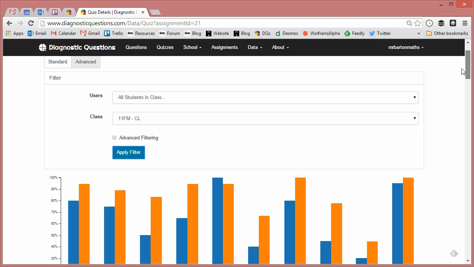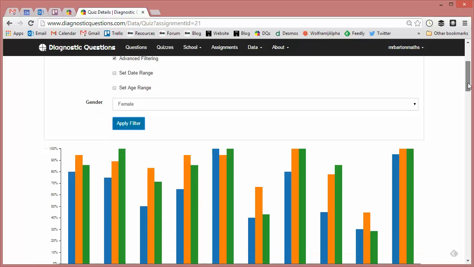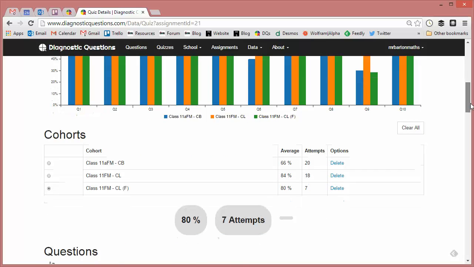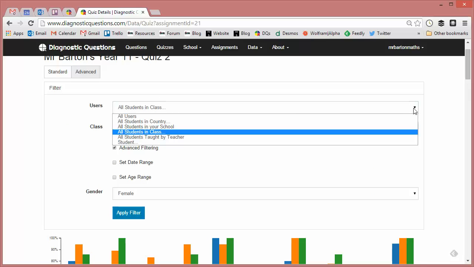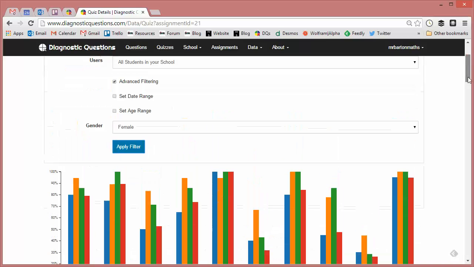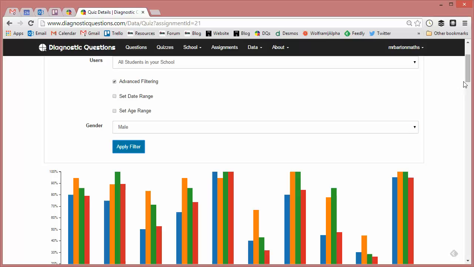So there's loads of things you can do on this page. One other thing I'll show you as well is you can do a bit of advanced filtering to see whether girls are outperforming boys or something like that. So if Colin wanted to know how his female students are performing relative to his male students, he could do that to spot if there are any gender imbalances going on. And likewise, we could do that across the whole school if we wanted to. We could go for all students in our school and see how the females are performing relative to the males. Loads of interesting data things that you can get from your students' results.